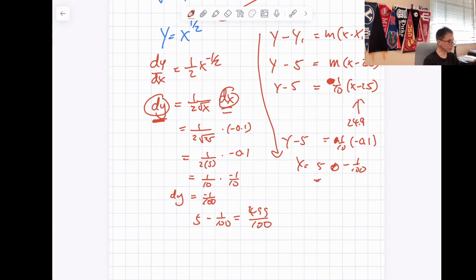Is this okay? Why is dy negative? Because it's always increasing? No, dy is negative because you know 25, but you don't know 24.9. So from 25 to 24.9, you're subtracting. Oh, I see. Yes.